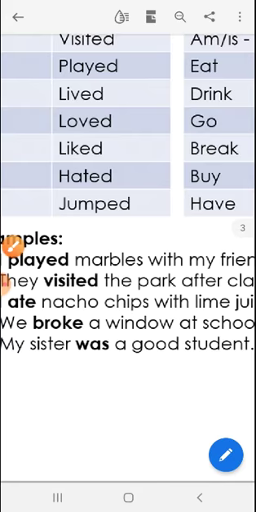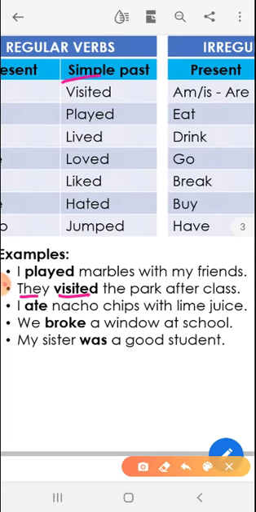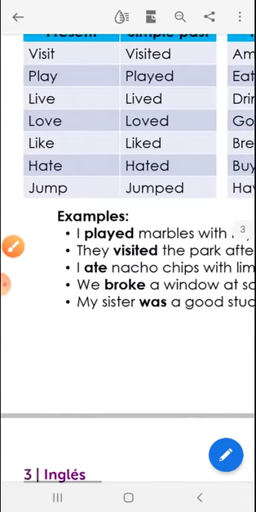Another example. They visited the park after class. That sentence is in past, está en pasado. Why? Porque tiene regular ending, tiene regular verb in the past, un verbo regular en el pasado. The same here. I played. That sentence is in past because it has a regular verb in the past. Yes? Next.